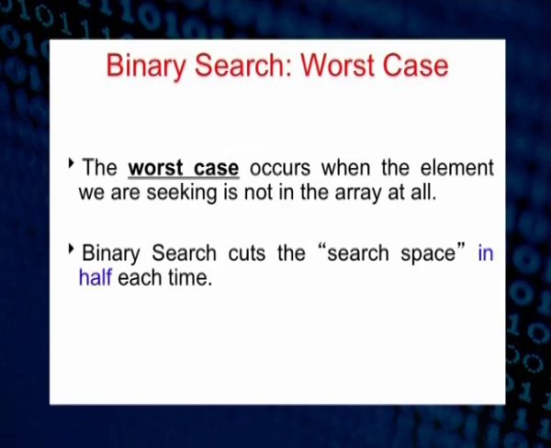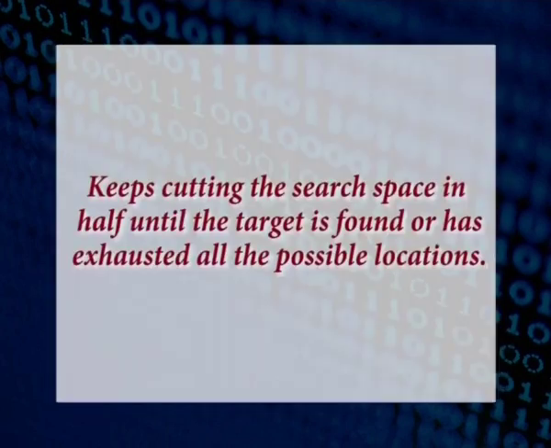The worst case occurs when the element we are seeking is not in the array at all. Binary search cuts the search space in half each time. It keeps cutting the search space in half until the target is found or it has exhausted all the possible locations. To count the number of comparisons, we calculate the number of times the loop is executed by taking an example.